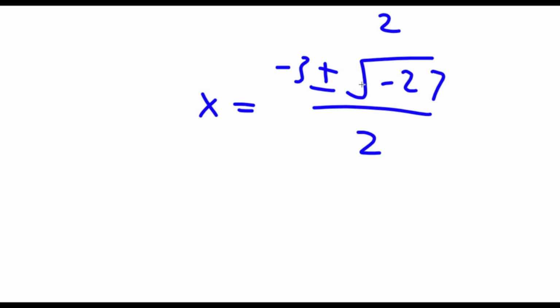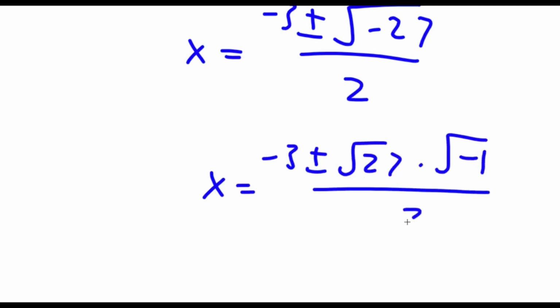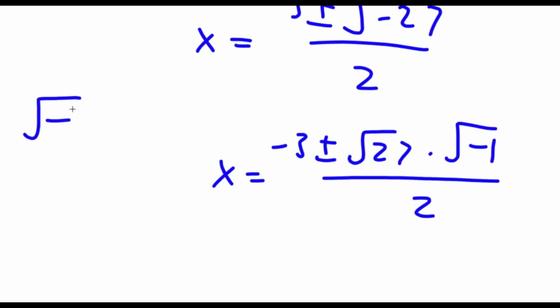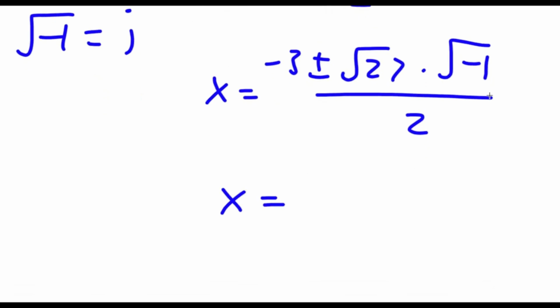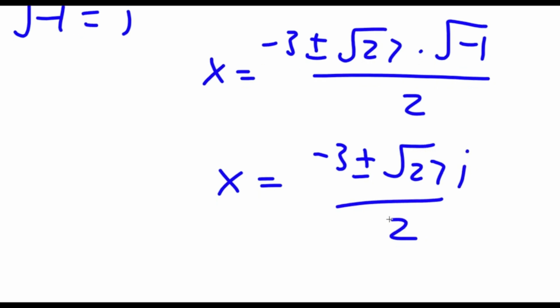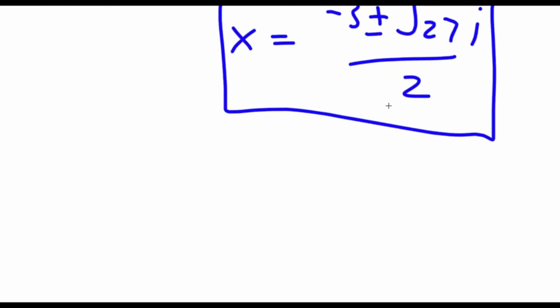And now the square root of negative 27, I can rewrite as the square root of 27 times the square root of negative 1. And if you didn't already know, the square root of negative 1 is actually equal to the imaginary number i. So now, if I replace the square root of negative 1 with i, I get negative 3 plus or minus the square root of 27, i over 2. So these are two other solutions to this problem.